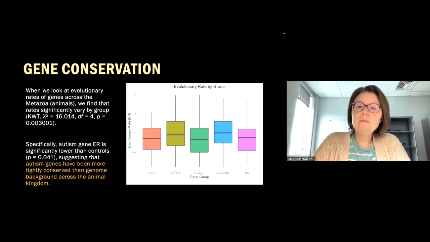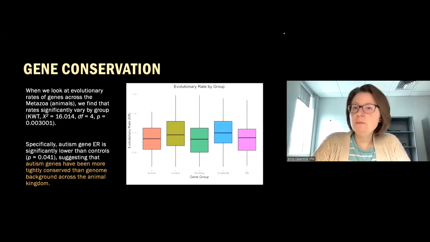And so genes that have higher ratings, that means they've changed a lot more across species over time, whereas ones that have lower rankings, they've changed considerably less, and they're what you would call more conserved. And so we do see that in the autism group compared to the controls, autism genes have lower evolutionary rates.